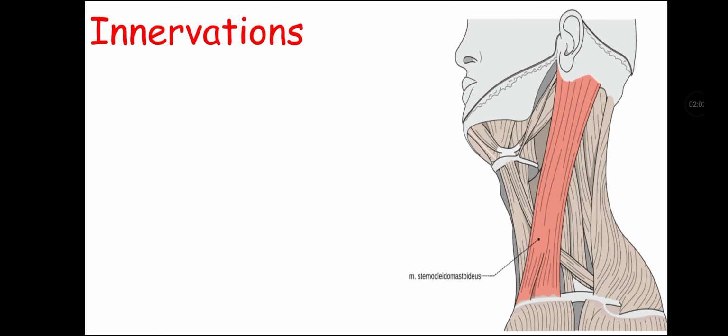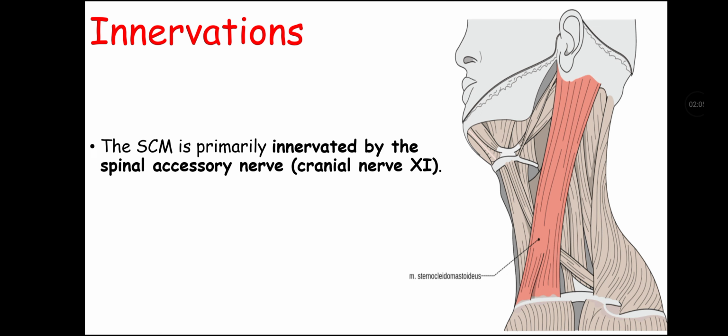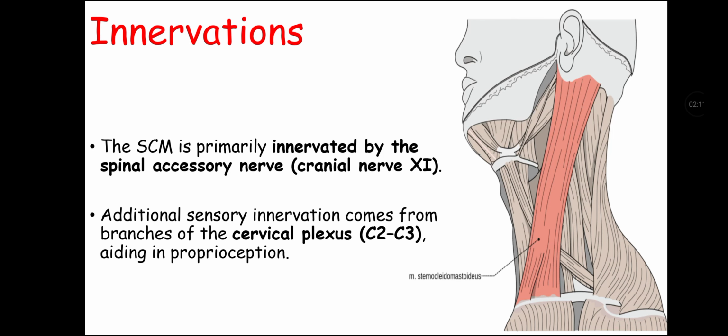Now let's talk about the innervation of the sternocleidomastoid muscle. The sternocleidomastoid muscle is primarily innervated by the spinal accessory nerve, that is cranial nerve number 11. Additional sensory innervation comes from branches of the cervical plexus, that is C2 and C3, aiding in proprioception.